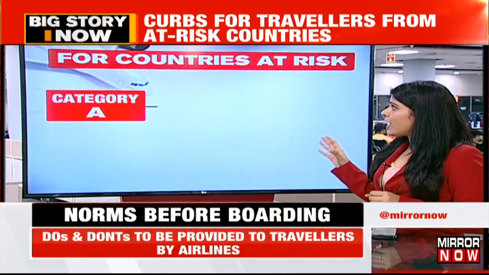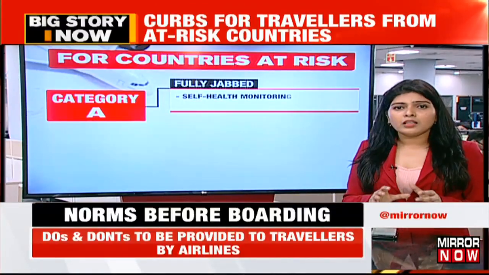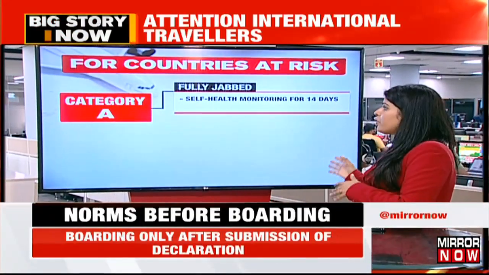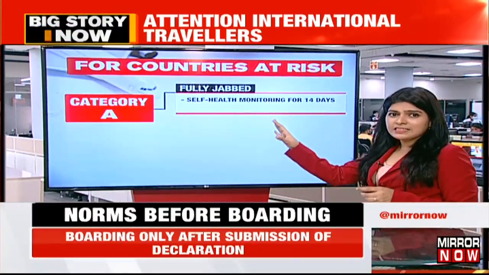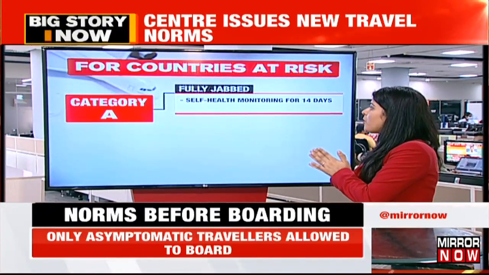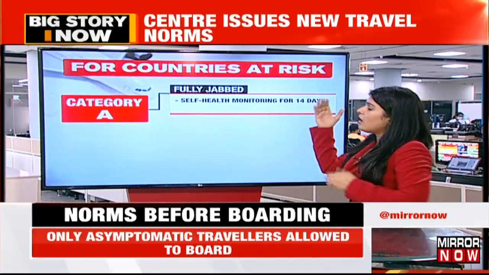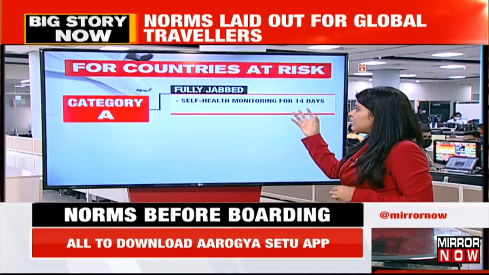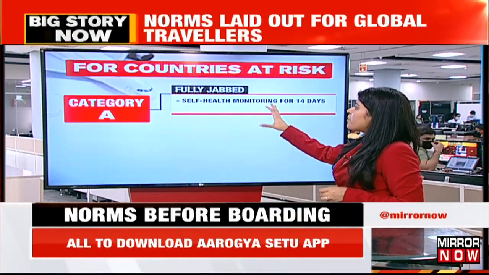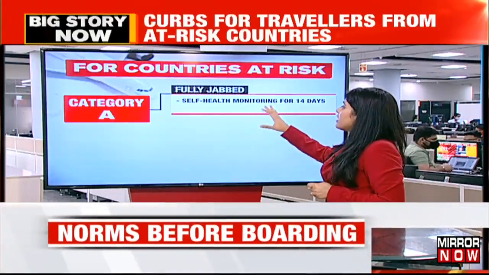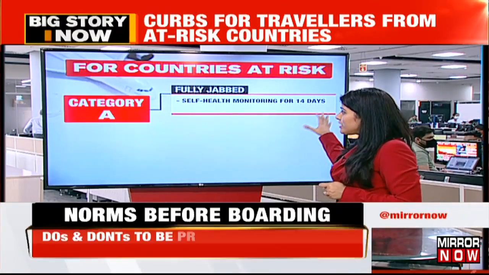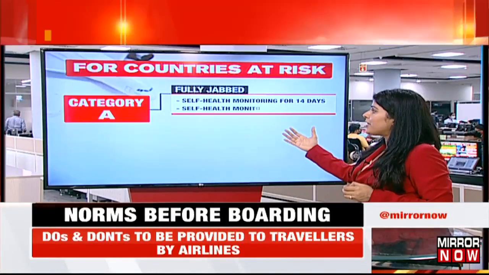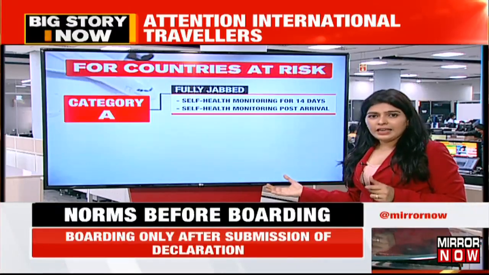Let's take a look at what is the protocol for the passengers coming in from the countries which are at risk and the other remaining countries. For category A, the risk list countries that we are talking about, if a passenger is coming from those countries, the fully jabbed passenger will have to self-health monitor for around 14 days. That is one condition, and of course this health monitoring will take place upon arrival in India.